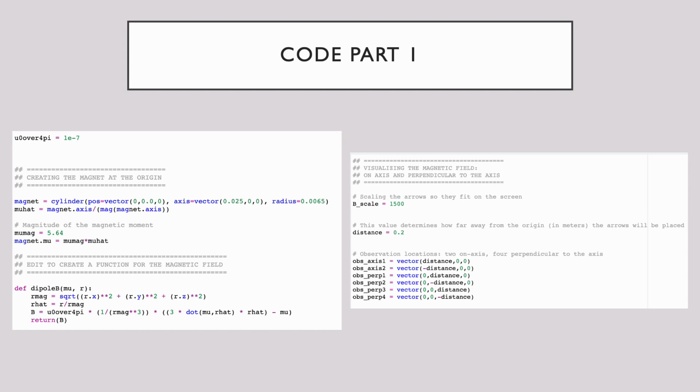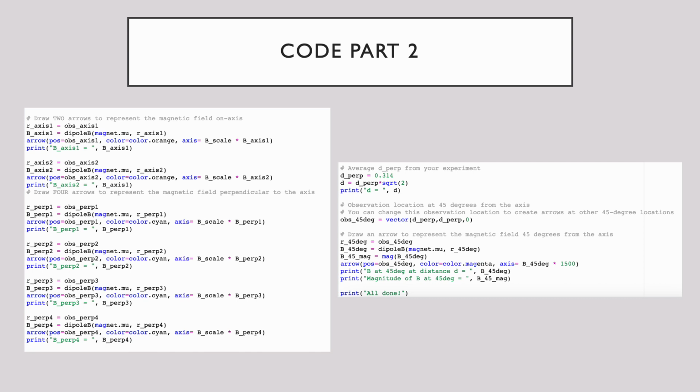So this is the first part of the code. On the left, you can see creating the magnet in the code, as well as the magnitude of the magnetic moment. And below that is the function for the magnetic field. On the right side, you can see the scale for the arrows, the distance away from the origin that the arrows are placed, as well as the observation locations of the arrows.